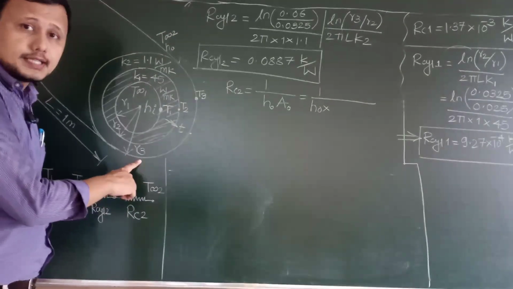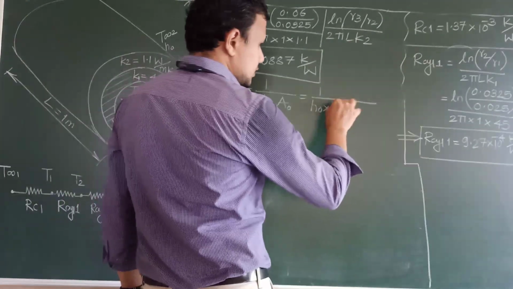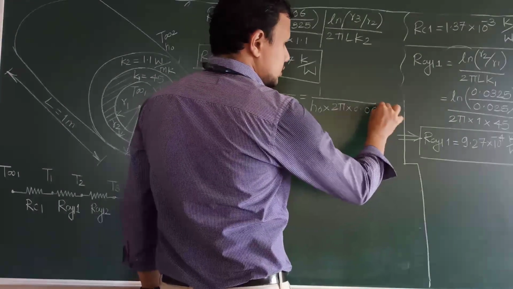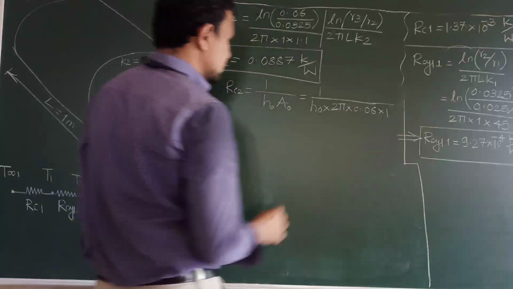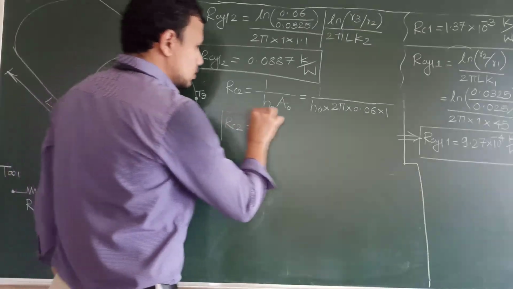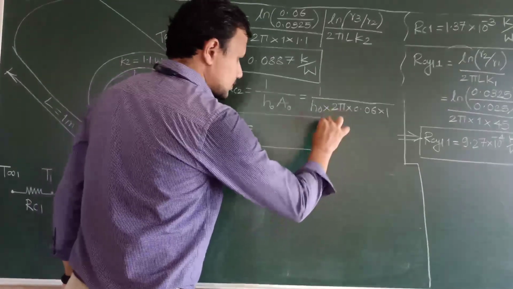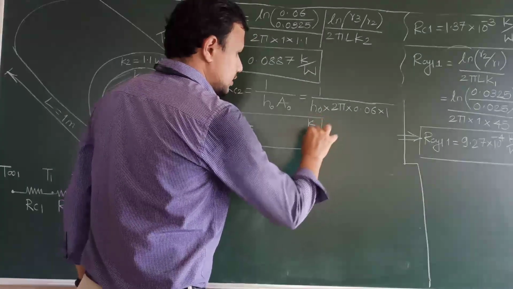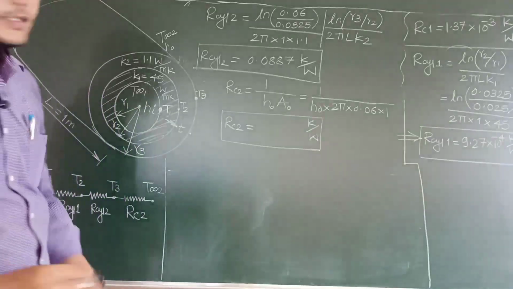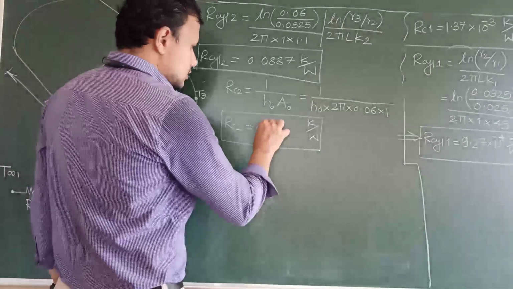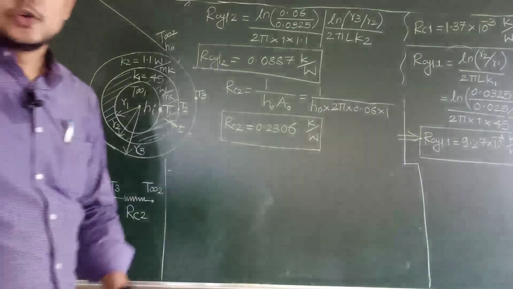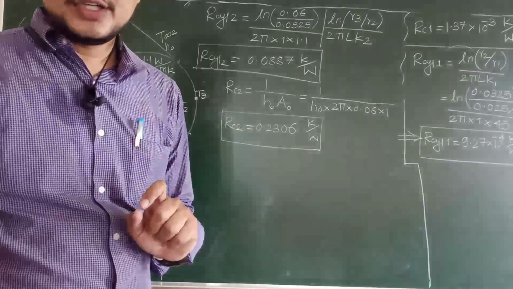External radius here is R3, so this will be 2 pi R3, which is known to us, 0.06, and length is 1. So when you calculate it, RC2 is equal to, again the unit will be Kelvin per watt or degree Celsius per watt, 0.2306 Kelvin per watt. So now we have finished with the first stage of the answer.